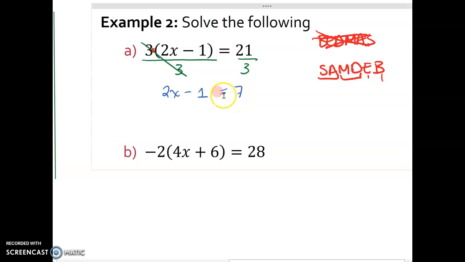Now, some of you might ask, hey, what happened to those brackets that were around here? Well, when the 3 got eliminated by dividing out, it left it with just a bracket 2x minus 1. The bracket was just a placeholder because it wanted to be multiplied by the 3. Now that the 3 is gone, I can now open my bracket and it disappears.